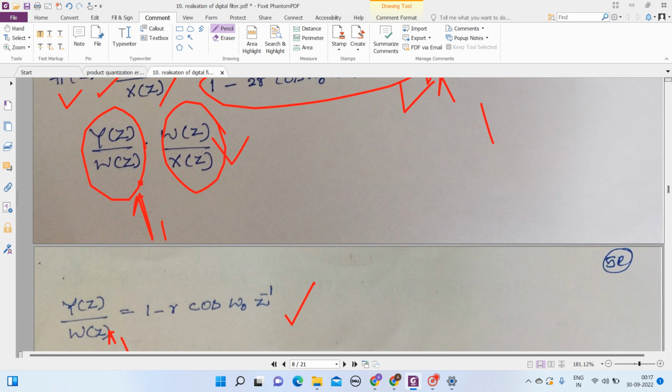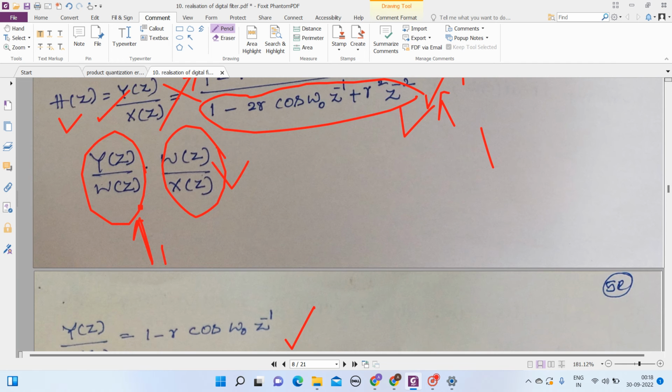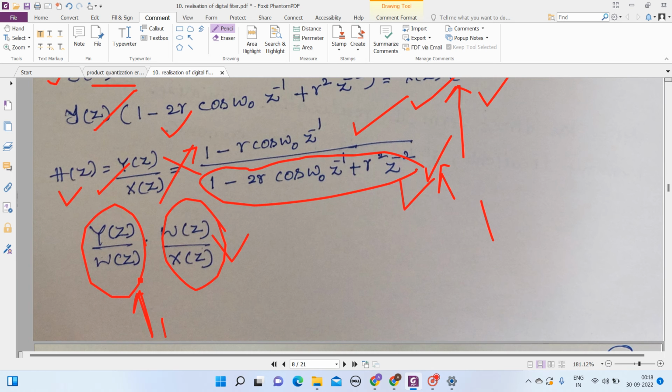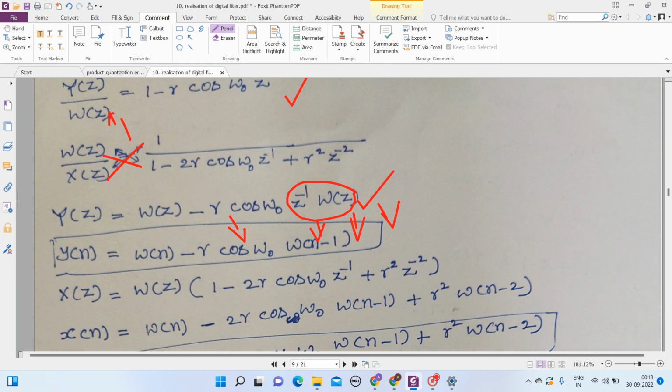z divided by x of z. Using this ratio w of z divided by x of z, the numerator value becomes 1, right? Then the denominator equation is retained like this. See here, we will check whether what I said is correct or not. The numerator value is 1, and here we have retained the denominator equation. We have not changed anything, we just have to do cross multiplication.